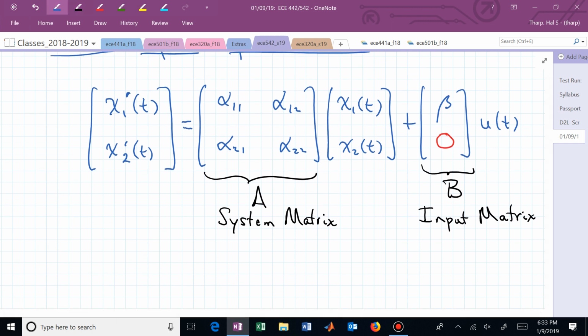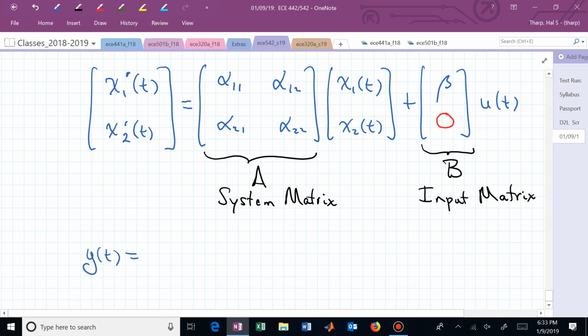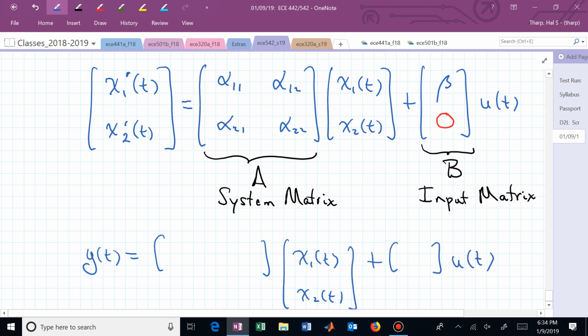And now we want to connect all of these to the output y of t. And y we want to be some linear combination of x1, x sub 2, and u. You've already told me what y is in this case. What was y? It was just x sub 2. So now we need to put together the equations in such a way that they combine x1, x2, and u to give us y, and y is just supposed to equal x sub 2.